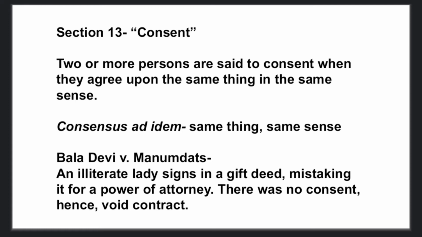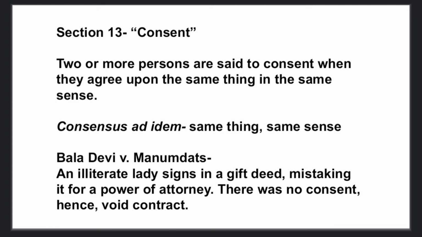Now let me give you an example. Suppose A agrees to sell his house to B. Now A owns 3 houses and wants to sell his house in Delhi. Now B thinks that he is buying his Kolkata house. Here A and B have not agreed upon the same thing in the same sense. Therefore, there is no consent and therefore there is no contract afterwards. So it is very essential that two or more parties should agree upon the same thing and in the same sense.